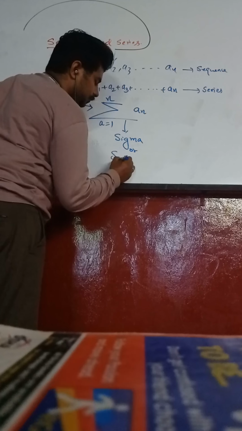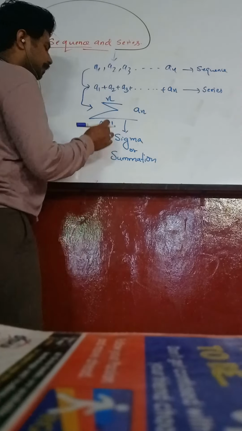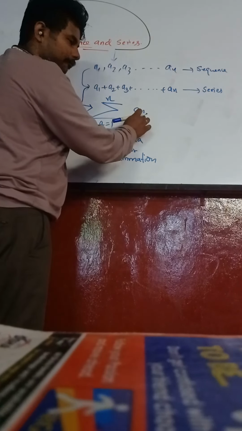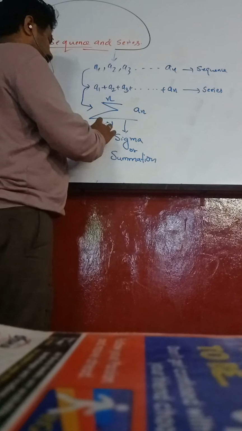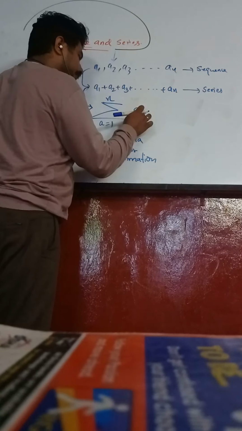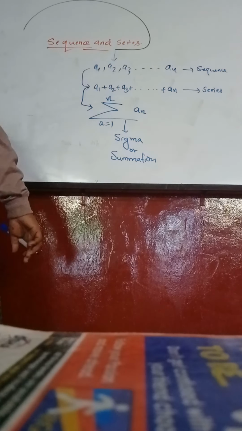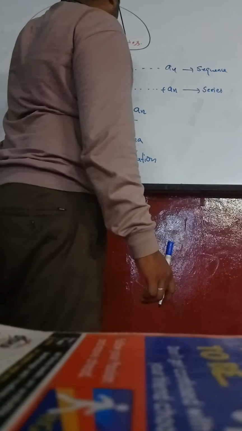or summation. So here, when we give value of k equal to 1, we get A1. Then 2, we get A2. When we give 3, we get A3. When we give n, we get AN. So this is what a sequence and series is. These are the basic things that we need to know when we study this chapter.